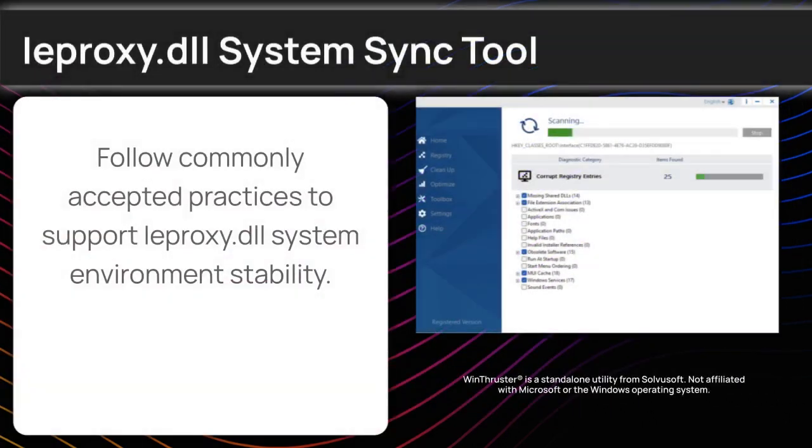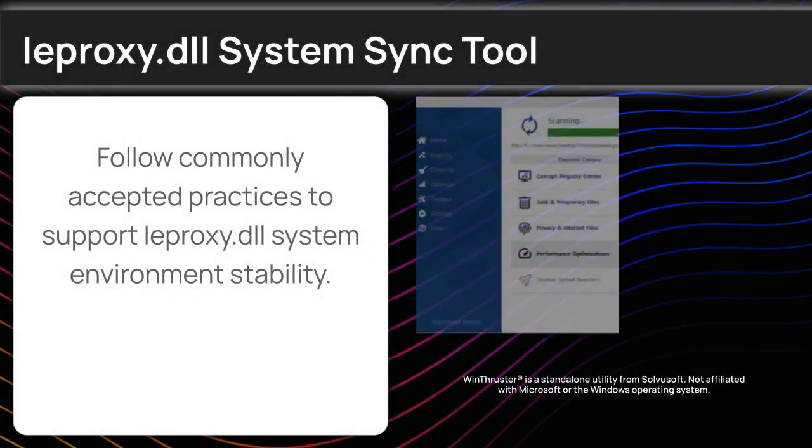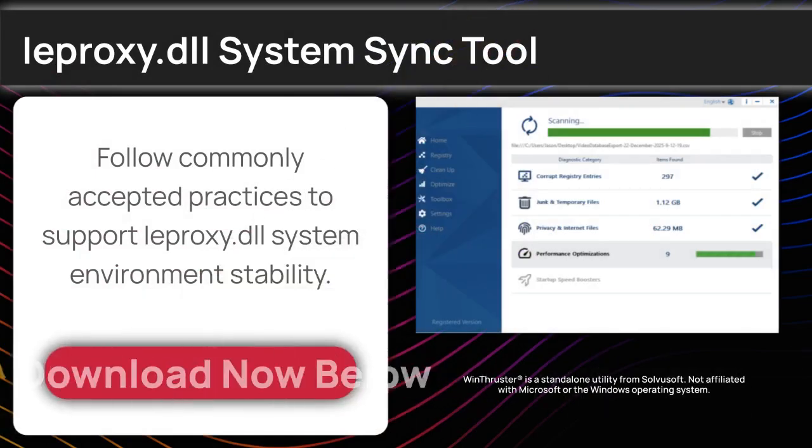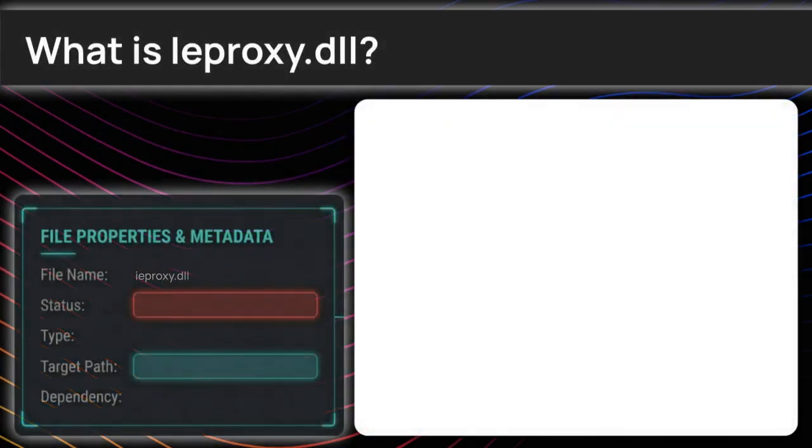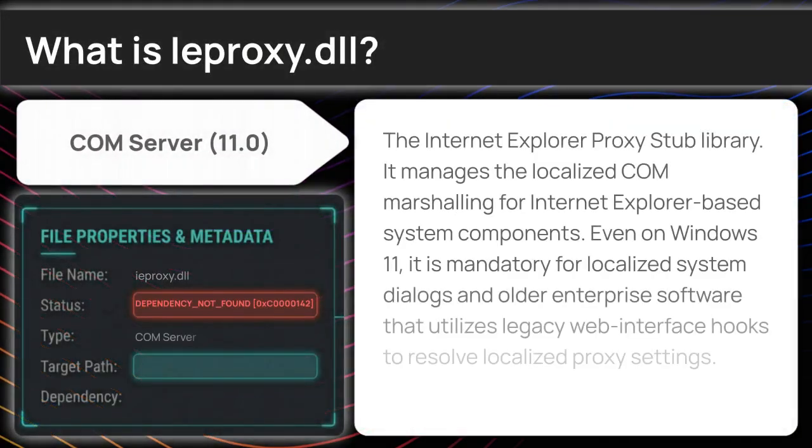To start our troubleshooting for Ieproxy Library, you can follow my manual steps or use a utility for a clean environment review. This is the Ieproxy Library, the Internet Explorer Proxy Stub library. It manages the localized COM marshalling for Internet Explorer-based system components. Even on Windows 11, it is mandatory for localized system dialogs and older enterprise software that utilizes legacy web interface hooks to resolve localized proxy settings.